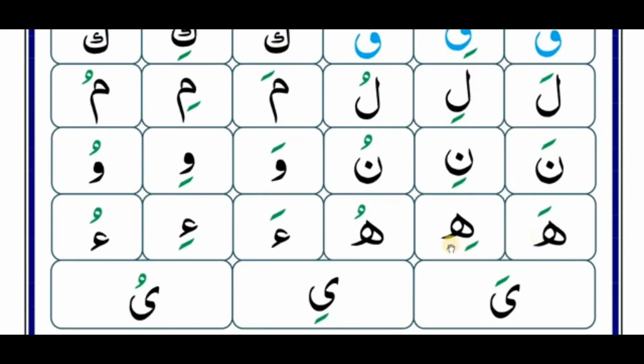Ha zabar ha, ha zer hi, ha pesh hu. Ha, hi, hu. Hamza zabar a, hamza zer i, hamza pesh u. A, i, u.